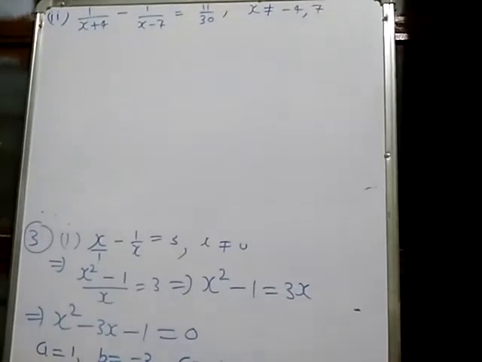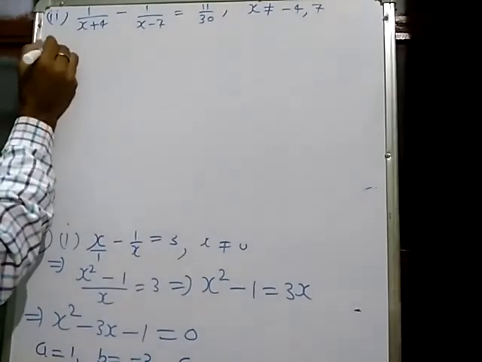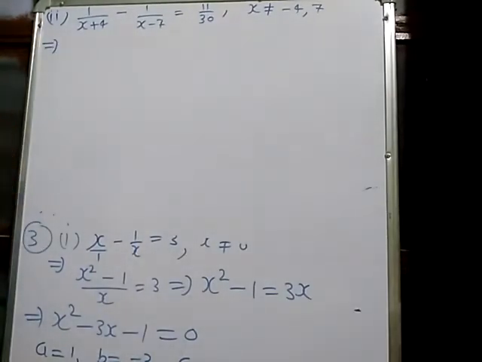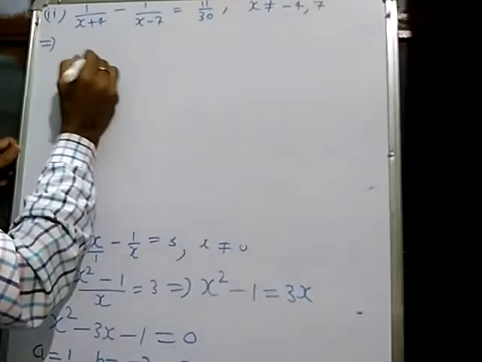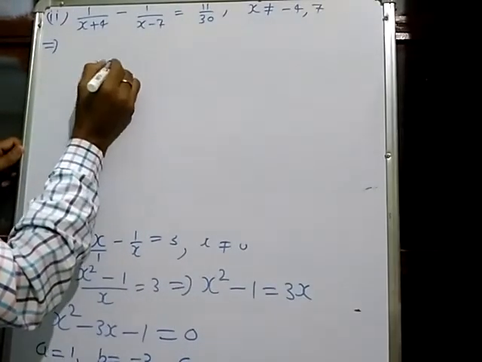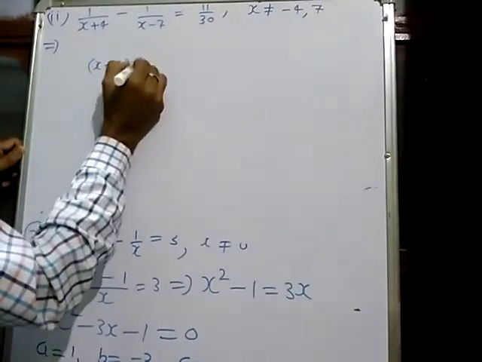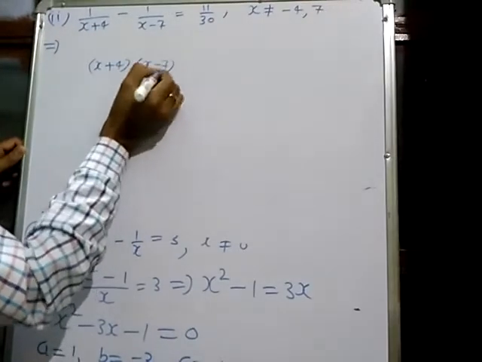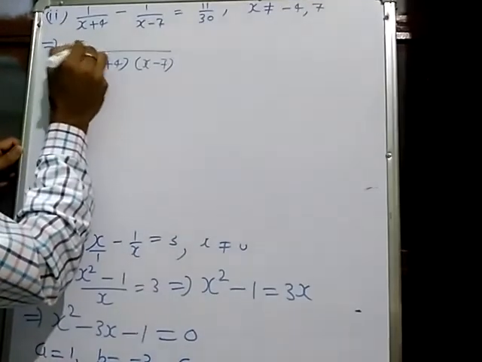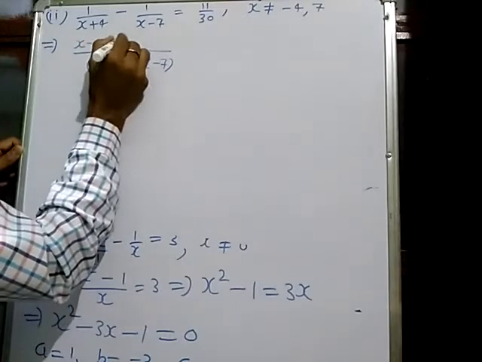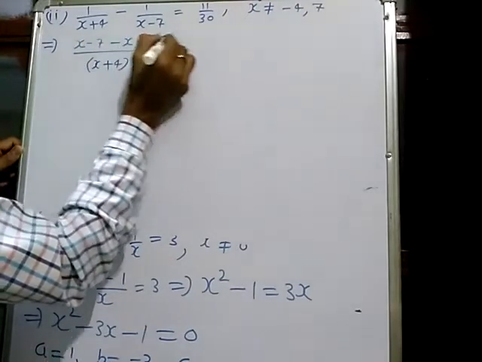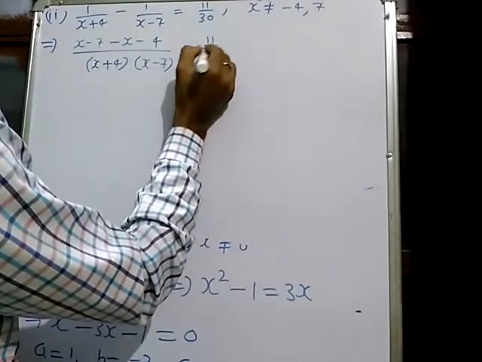So how can we solve? To solve by using any method, means factorization or completing the square or quadratic formula, firstly we need to write this equation in standard form. So take the LCM. What is the LCM here? x plus 4 into x minus 7. Here x minus 7 minus x plus 4, and we got minus 4... is equal to 11 upon 30.